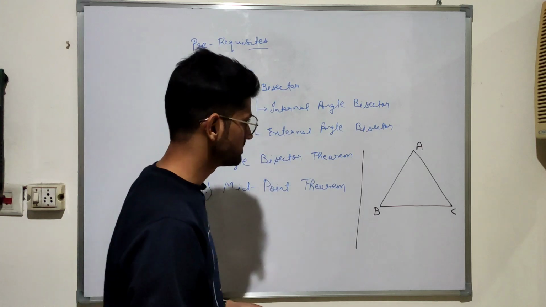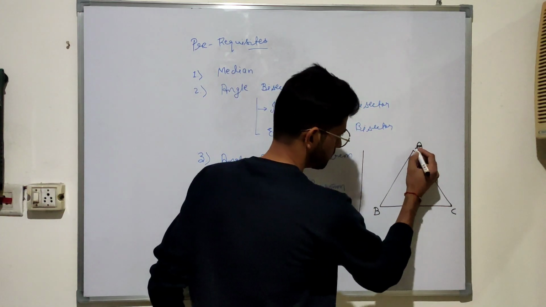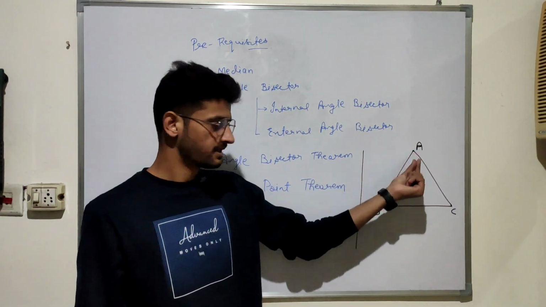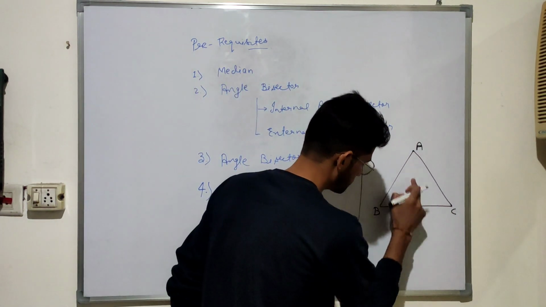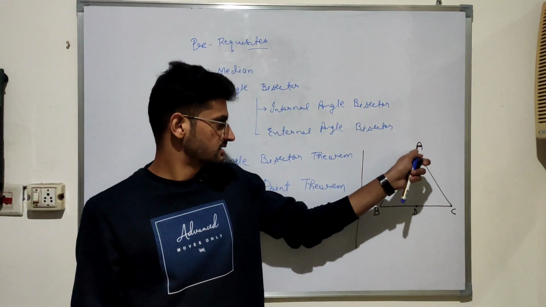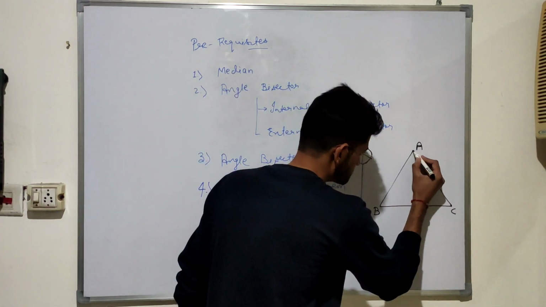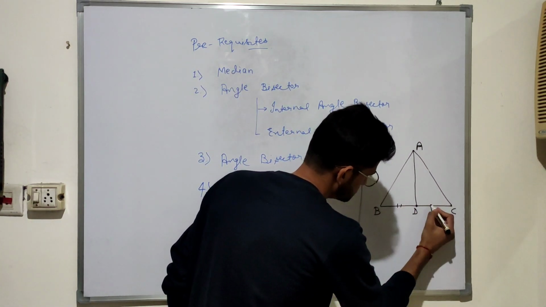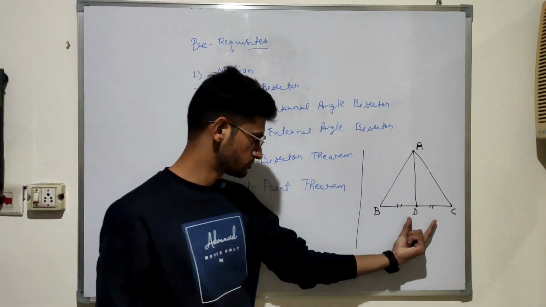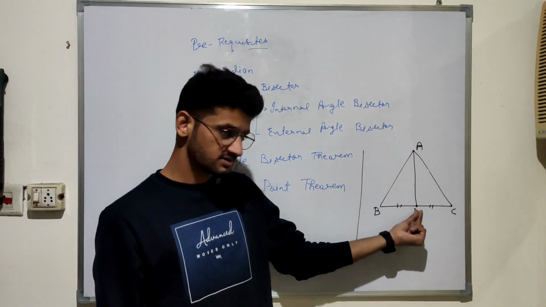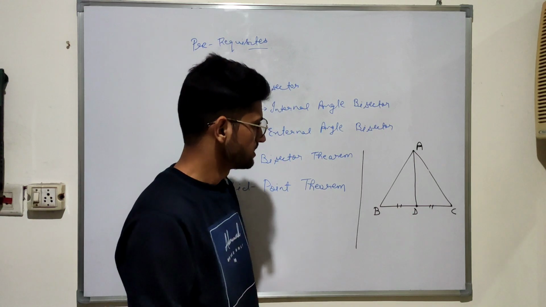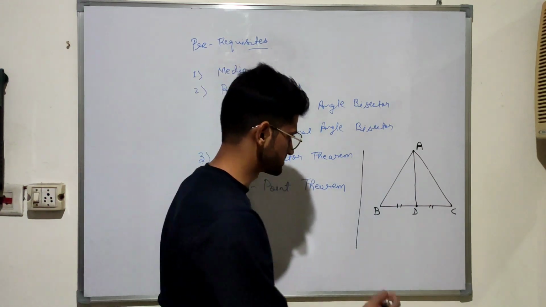So what is median? Median is basically, suppose when we are drawing from point A, we are taking the midpoint on the side opposite to point A, that is we are taking midpoint on side BC, let's say it is D. While joining the point A and D, we will be calling it as median. So what median does is, when we are drawing median from one point to its opposite side, we will be getting point D as it is a midpoint of side length BC. It means median divides the opposite side into equal parts.